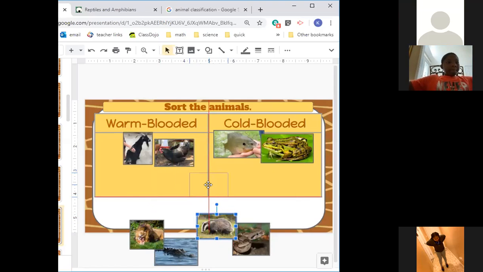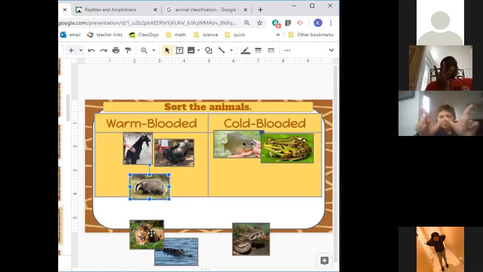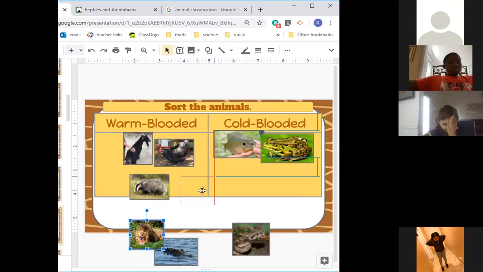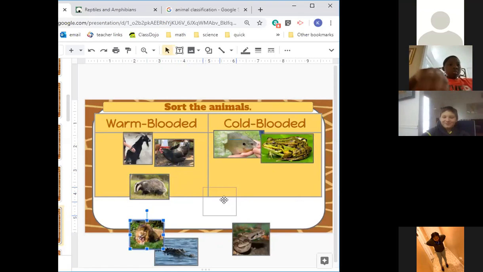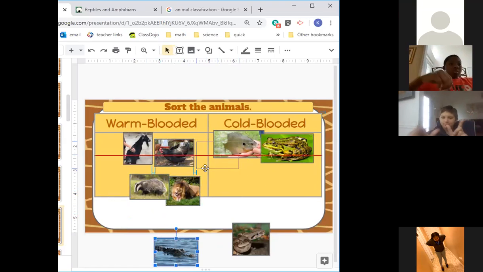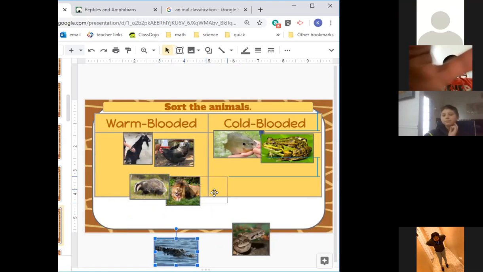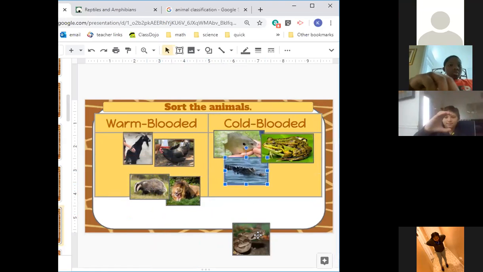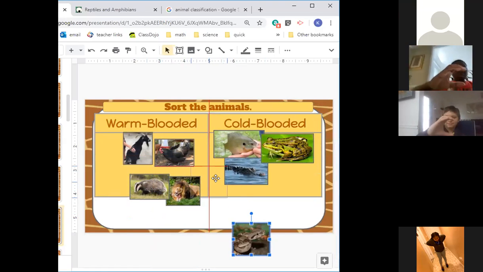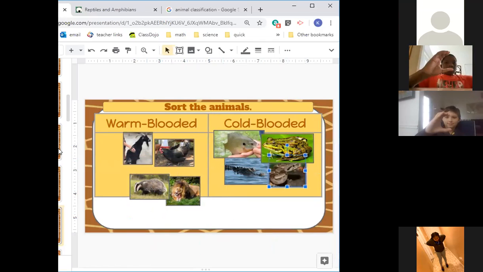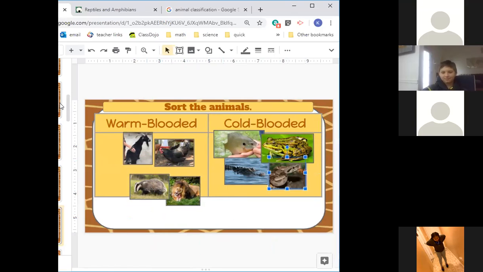Skunk. Warm-blooded. Awesome, Nathan. Lion. EJ, I see your hand. Warm-blooded. All right, a crocodile or alligator. Cold-blooded. And then a snake, which I hate. Cold-blooded. Awesome. All right, moving along.